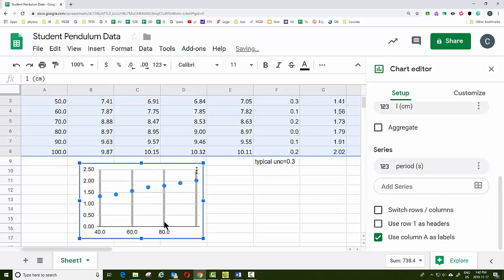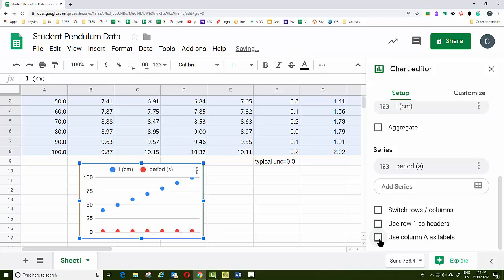And now we have more of what we're expecting for a graph. It says here, use column A as labels. This is kind of awkward wording here. It says use column A as labels, but those are simply your values along the x-axis. So as a default, it says use column A as labels. So it's going to automatically take your first column to be your x values. That's all that that's saying.